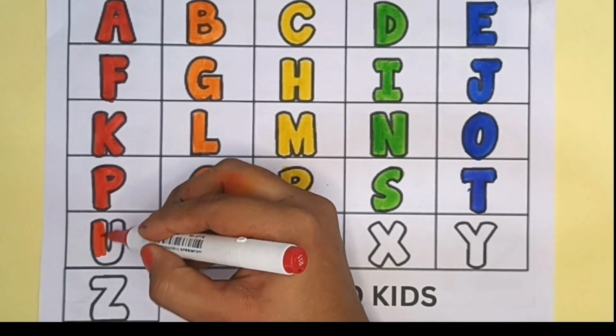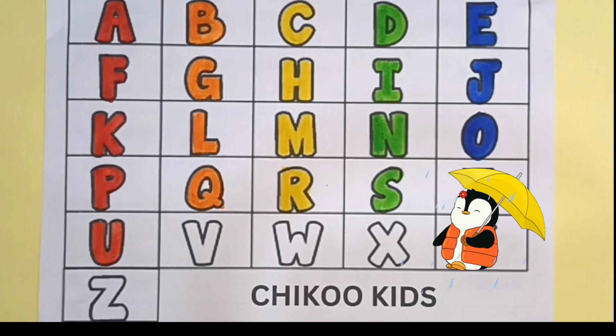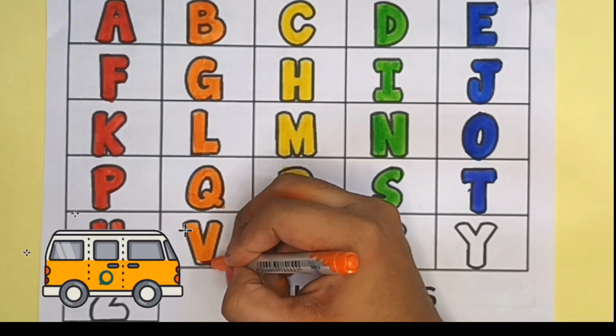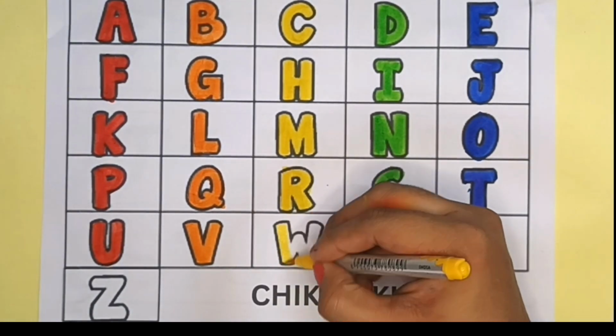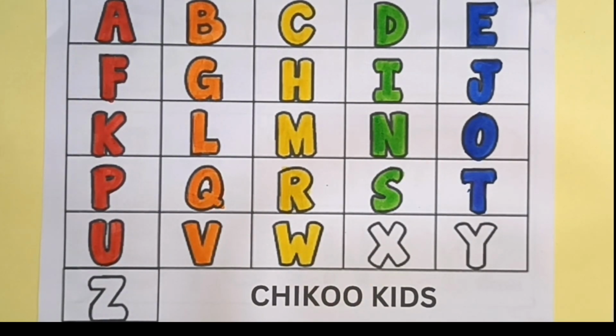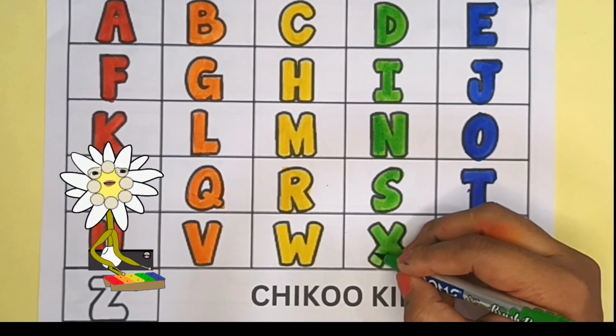U for umbrella, red color. V for van, orange color. W for water, yellow color. X for xylophone, green color.